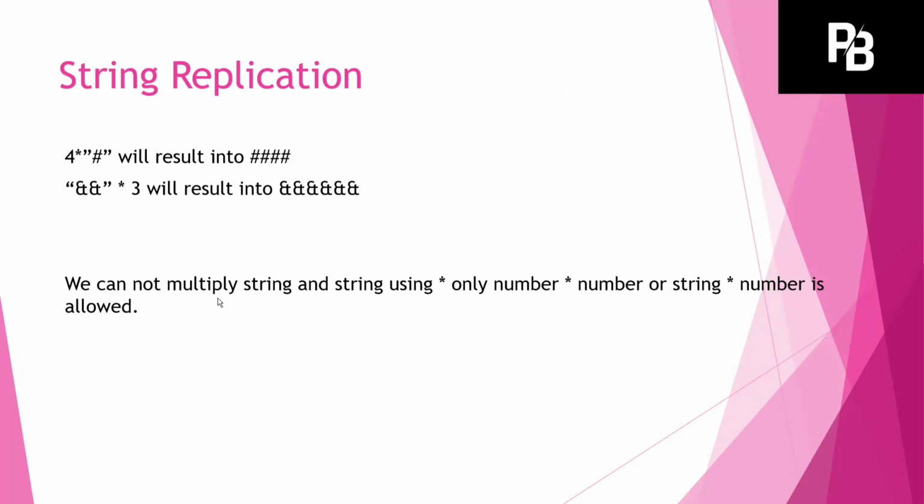We cannot multiply string and string using asterisk. Only number asterisk number or string asterisk number is allowed in this. Again, I repeat, string and string is not possible in replication.